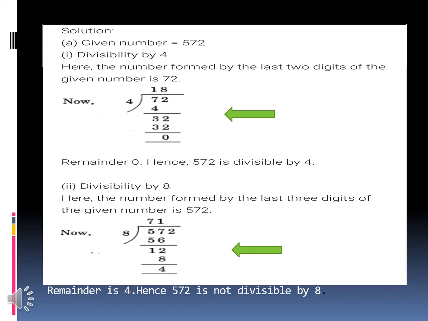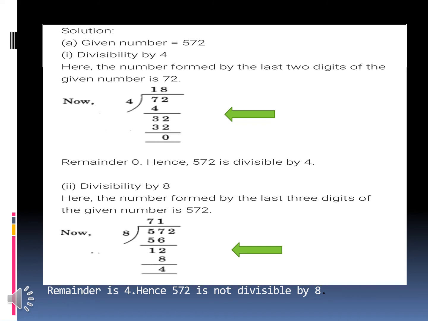Divisibility by 4 is that the last two digits should be divisible by 4. So here, if you see, the last two digits are 72. We are dividing by the standard method of division, that is the long division method. You can do it on the rough side or the fair side.